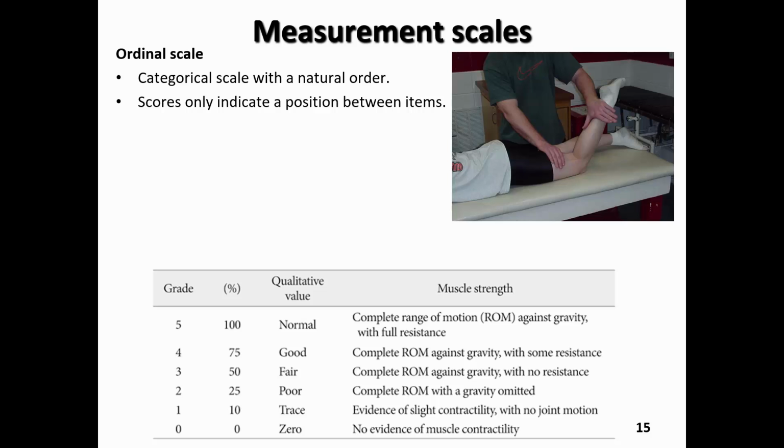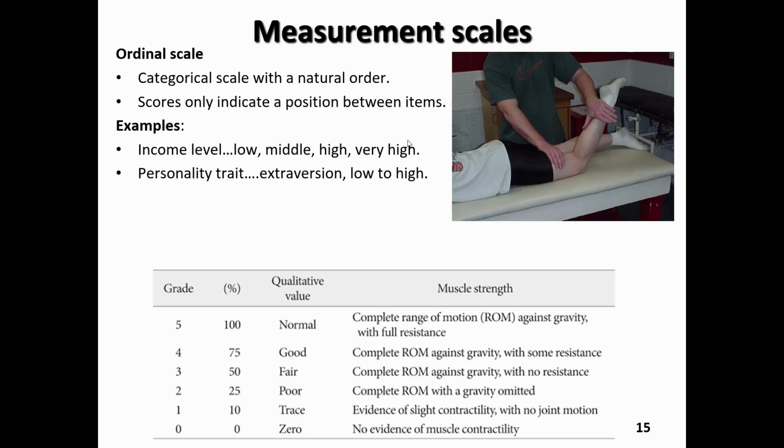Now in this case, the scores only indicate a position between the items and not necessarily an actual amount or an actual quantity. Some examples of an ordinal scale might be income level. So from a research perspective, we might define income level as low, middle, high, or very high if we adopt that definition. And because there's a natural order that's defined in terms of a monetary range, this would be an example of an ordinal scale.